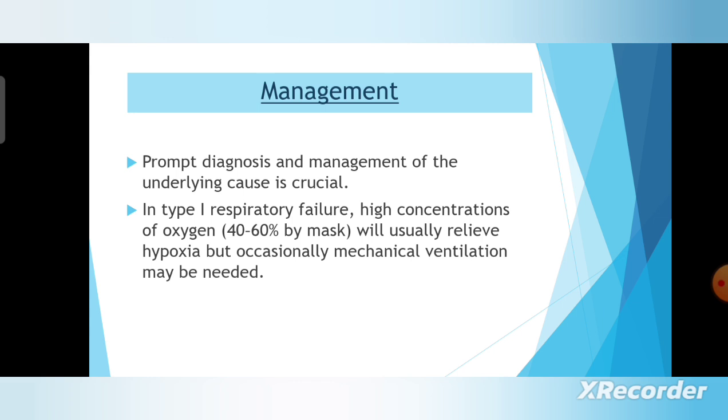So in the last presentation, we talked about the introduction of respiratory failure, its causes and clinical features. Now in this presentation, we'll talk about the management of respiratory failure. Management includes prompt diagnosis, and management of the underlying cause is crucial. In type 1 respiratory failure, a high concentration of oxygen, that is 40 to 60 percent by mask, will usually relieve hypoxia, but occasionally mechanical ventilation may be needed.